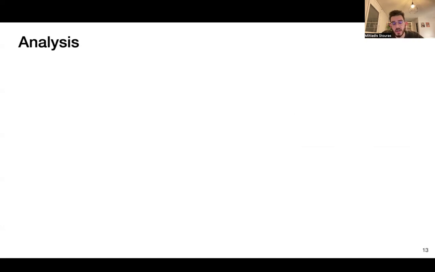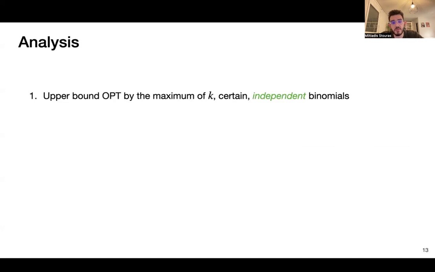So how do we analyze this algorithm? There are two main ingredients in the analysis. So the first one is that we are able to find an upper bound for opt. That is the expectation of the maximum of some very specific but independent binomials. And this serves as our target for the rest of the analysis. So we are trying to compare ourselves with these independent binomials.